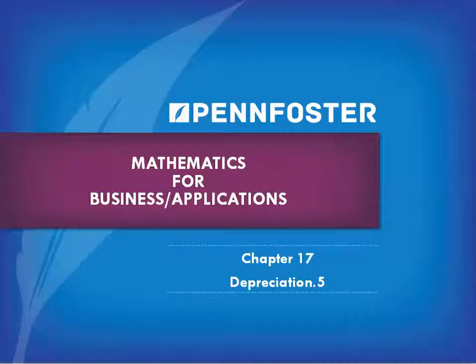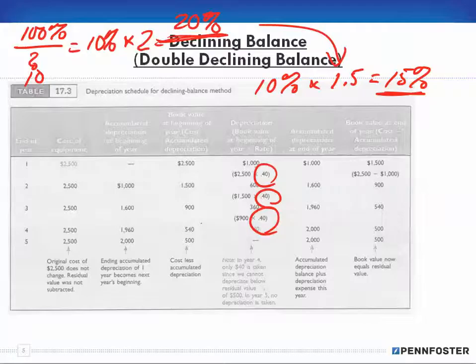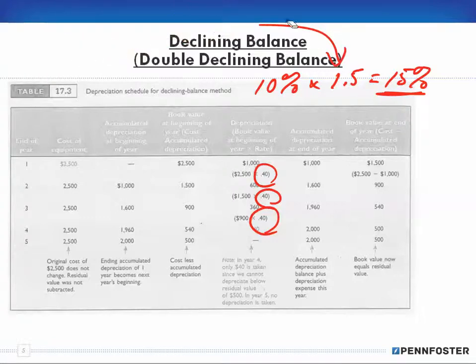This chapter is about depreciation, and this was part 2 of our declining balance method. Let me erase all of this and pick up where we left off.